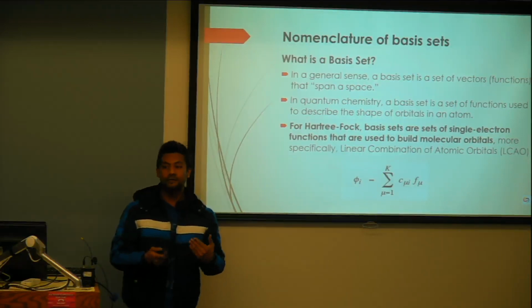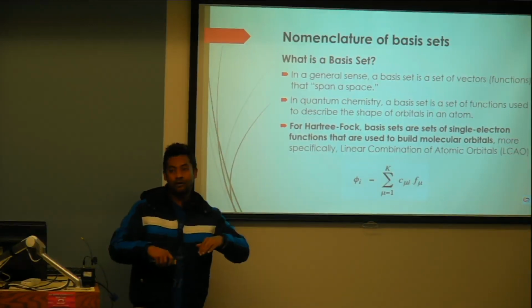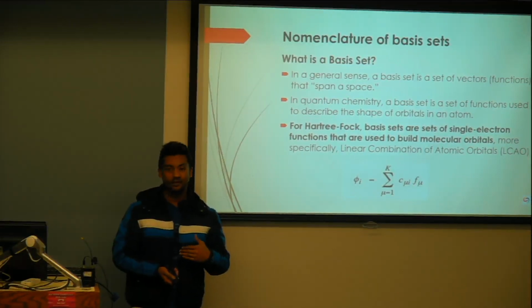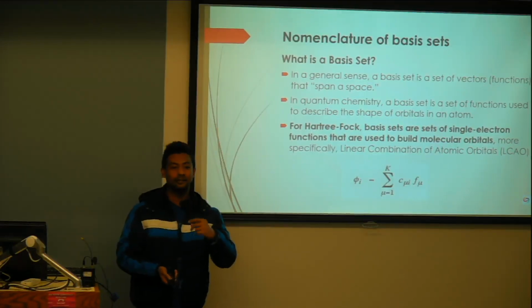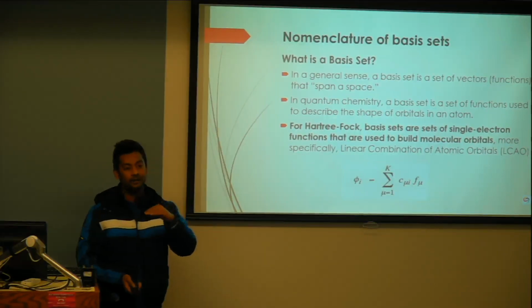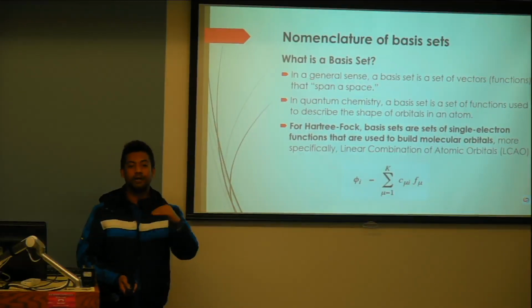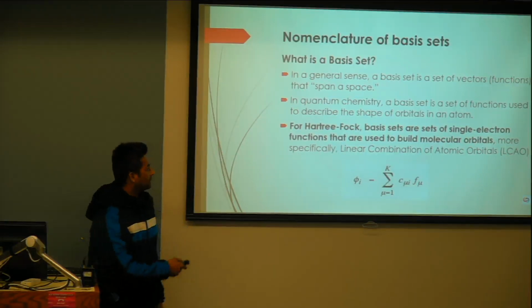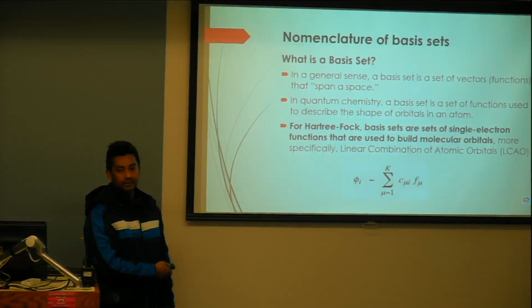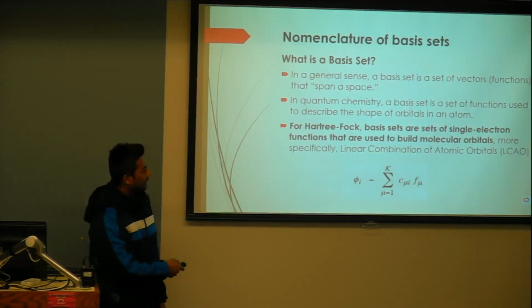Especially in our lab, in quantum computational chemistry, we use Hartree-Fock theory. On that, the basis set is used for one-electron orbitals, one-electron functions, and the many-electron function is a superposition of them. If you see the equation, phi_i is the molecular orbital, equal to the sum of c_mu_i, the expansion coefficients, times the basis functions, which is LCAO, linear combination of atomic orbitals.